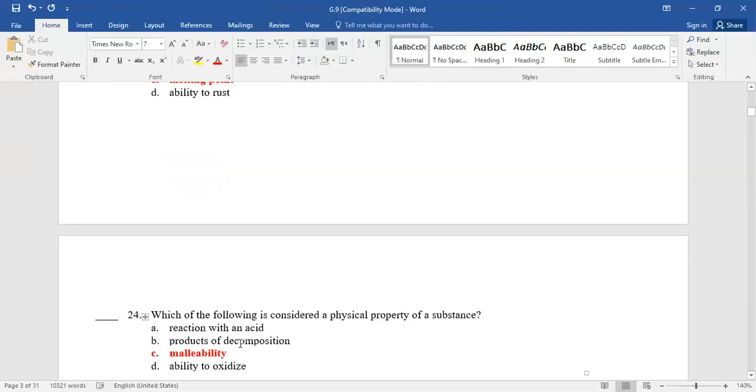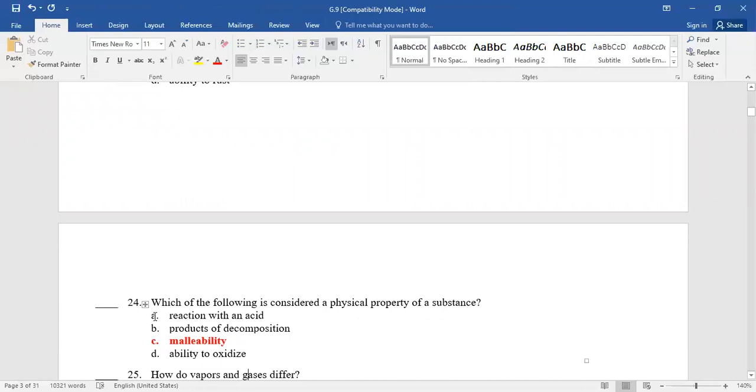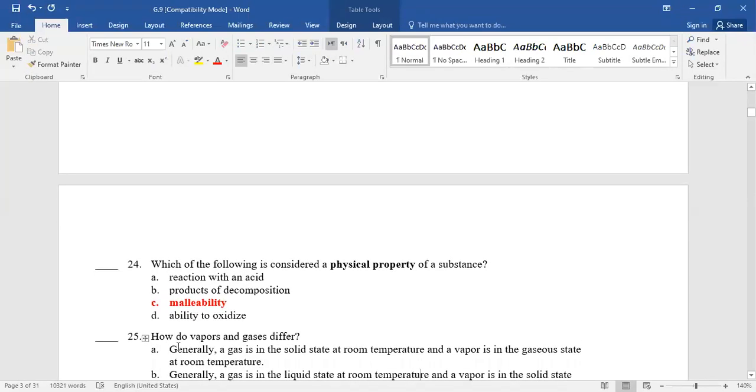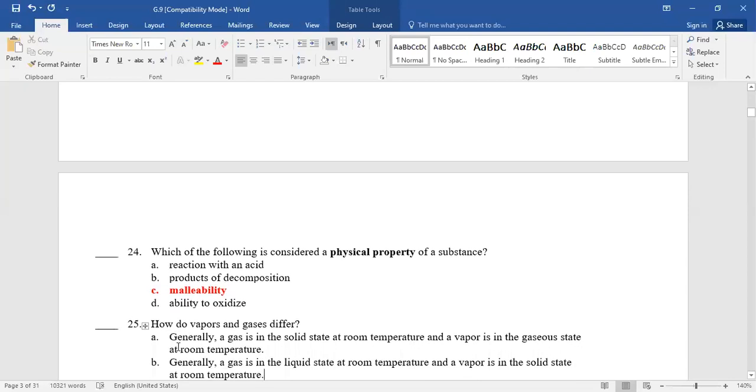Number 24: which of the following is considered a physical property of a substance? Reaction with an acid, products of decomposition, malleability, or ability to oxidize. If I'm talking about the physical property, I have to say malleability, and that's the ability to change the shape of the metal, to reshape it into sheets or rods or something like that.